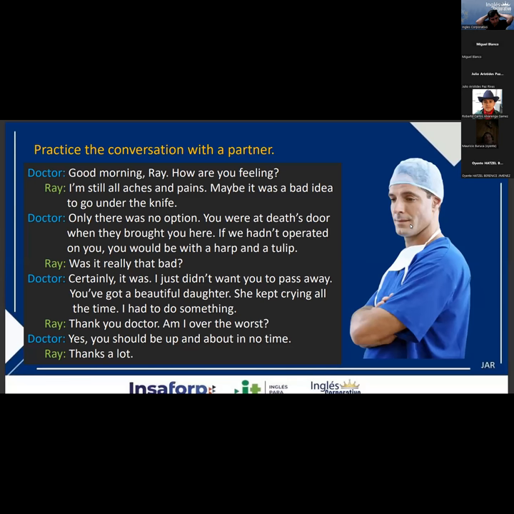Only there was no option. You were at death's door when they brought you here. If we hadn't operated on you, you would be with a harp and a tulip. Was it really that bad? Certainly, it was. I just didn't want you to pass away. You've got a beautiful daughter. She keeps crying all the time. I had to do something. Thank you, doctor. Am I over the worst? Yes. You should be up and about in no time. Thanks a lot.